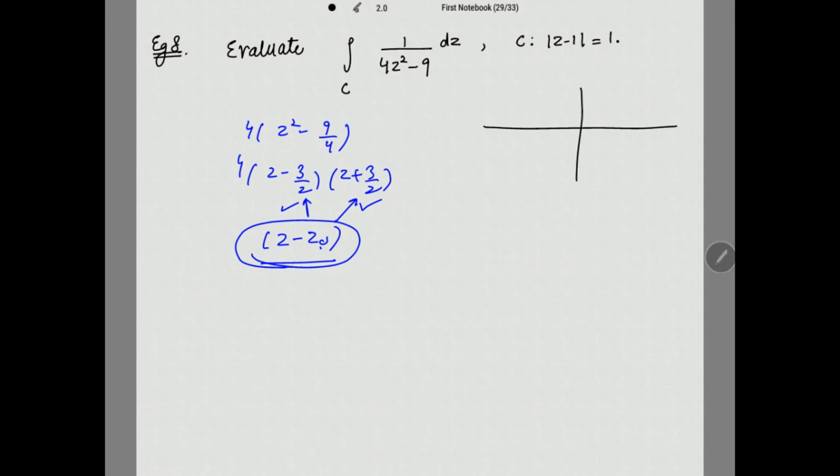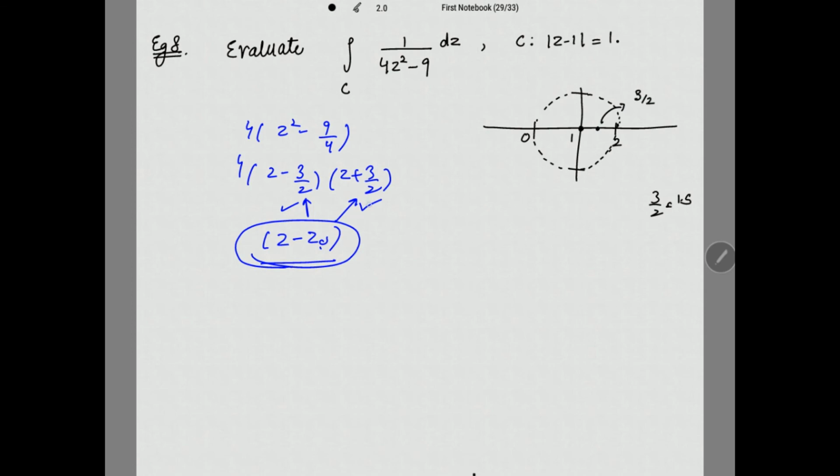Because it is centered at 1, I should write 1 here. What is the radius? The radius is 1. If this is 1, then this will be 2, and if this is 1, this will be 0. Making the circle now. Now check the point. Does 3 by 2 lie inside this? 3 by 2 is nothing but 1.5. Yes, 1.5 lies somewhere over here, so the point 3 by 2 lies inside the circle.